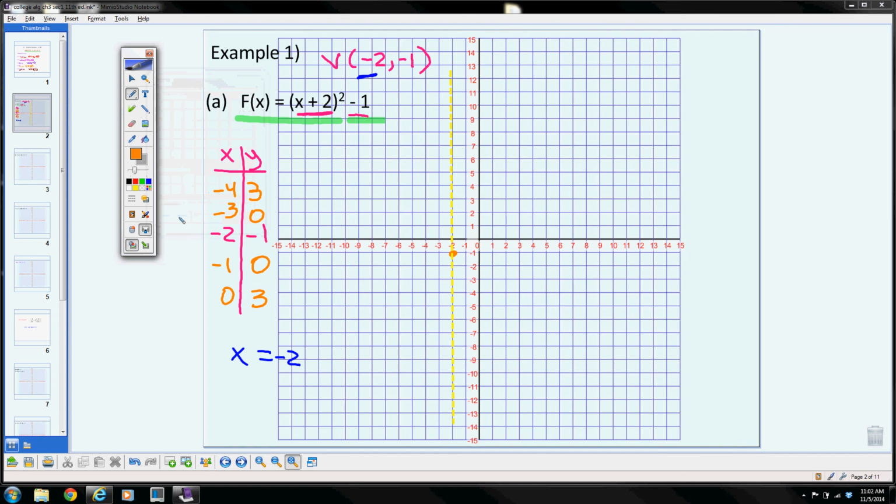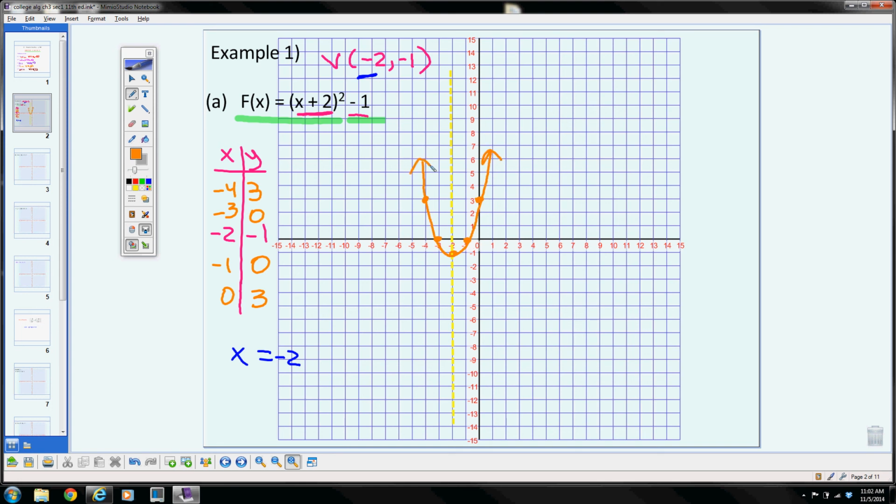Now let's put these on the graph. When x is negative 1, y is 0. When x is 0, y is 3. When x is negative 3, y is 0. And when x is negative 4, y is 3. So this is the parabola that we end up with and that we needed to graph.